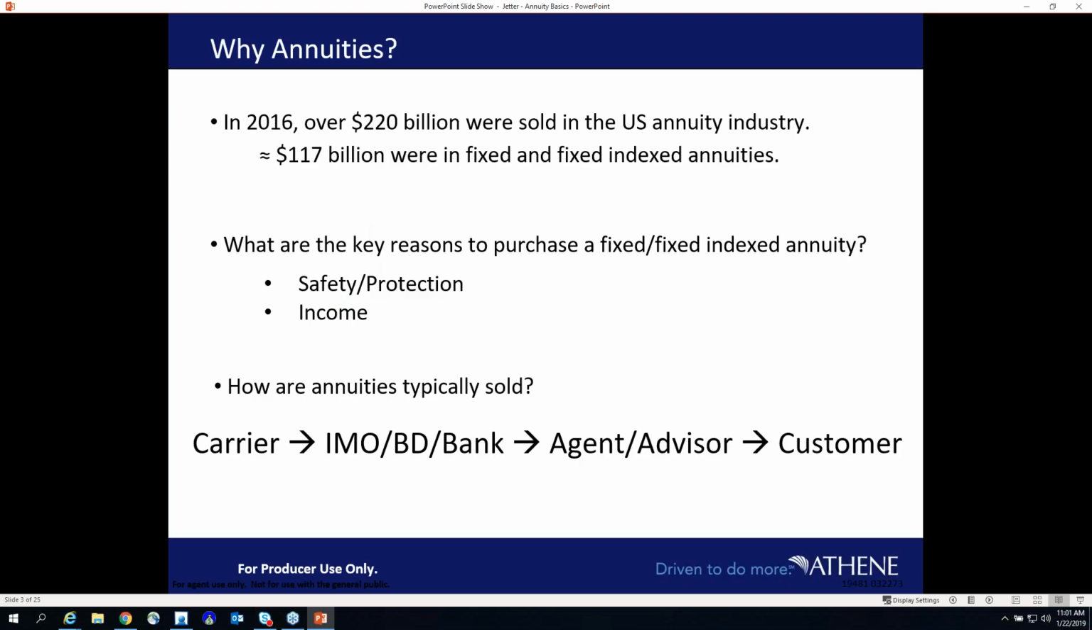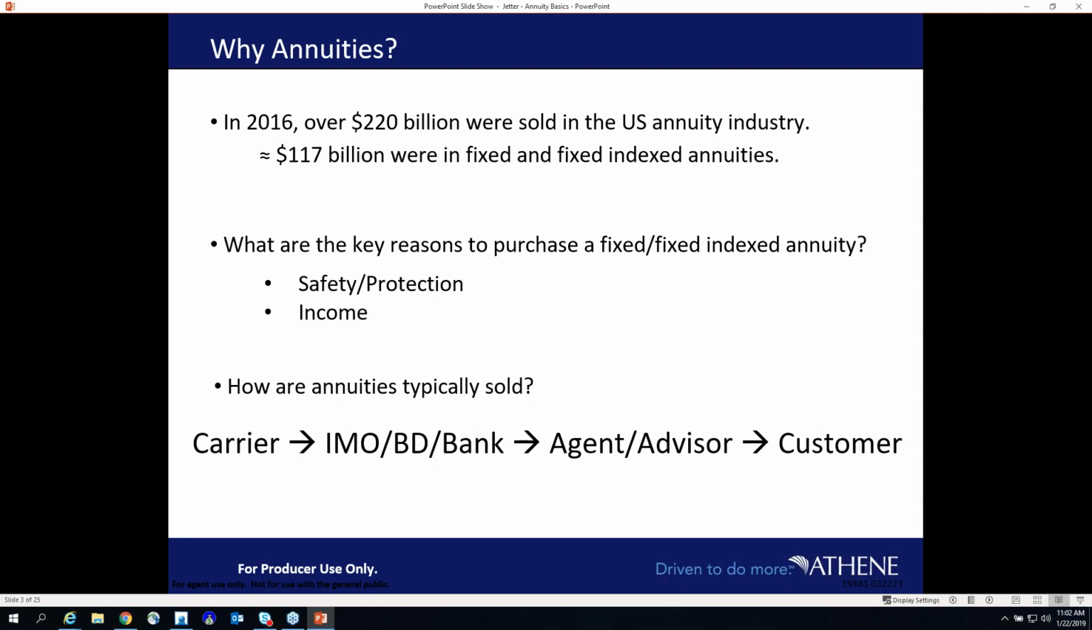So let's start out. Let's talk just about the basics of annuities. Why annuities? Well, back in 2016, over $220 billion were sold in the U.S. annuity industry in the United States. 117 billion were fixed and fixed indexed annuities. So really, a great market out there for everybody. The key reasons that we see people purchasing fixed and fixed index annuities primarily are safety and protection, and then also income guarantees. So one of the true benefits of fixed and fixed index annuities is you can't go backwards from any market or index movement.